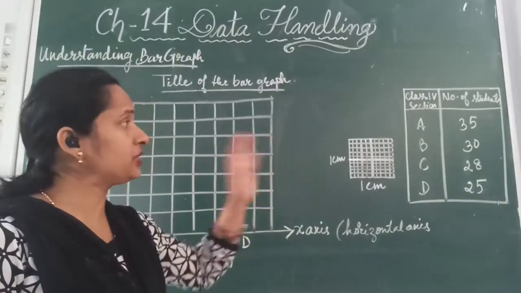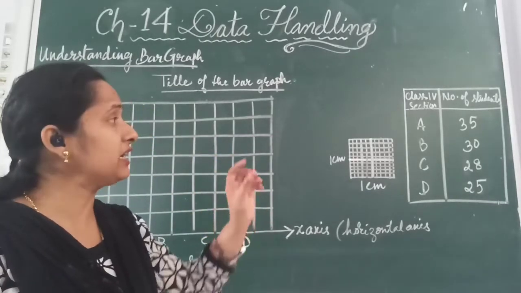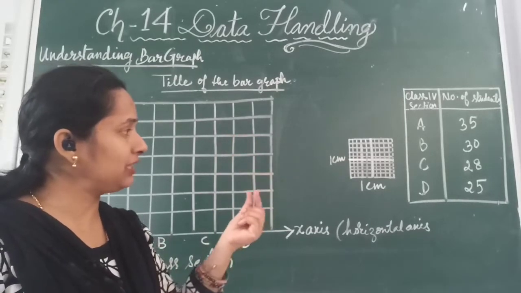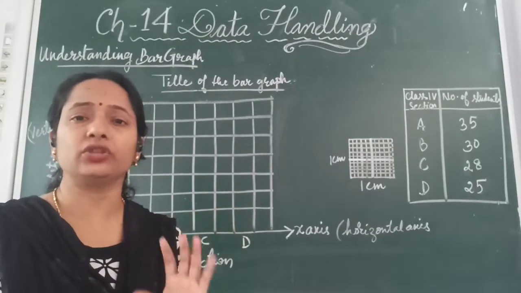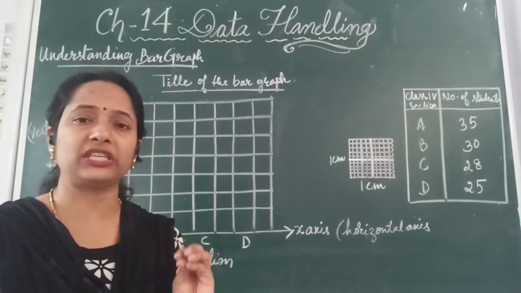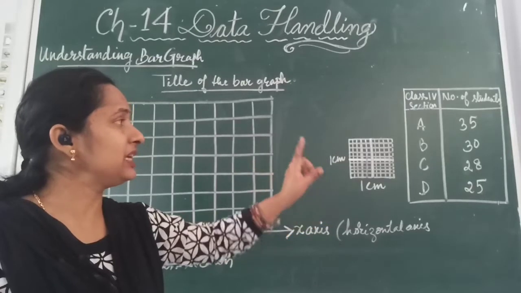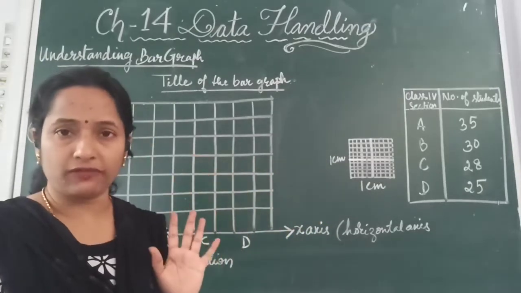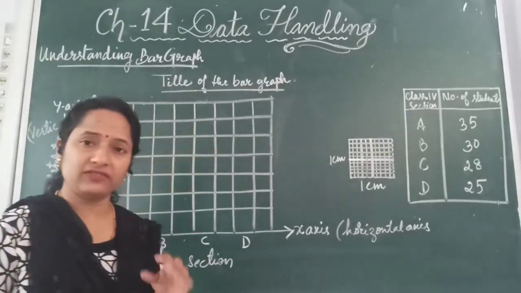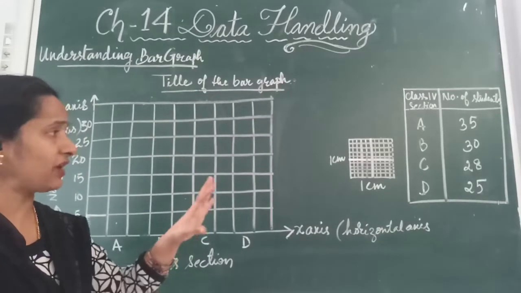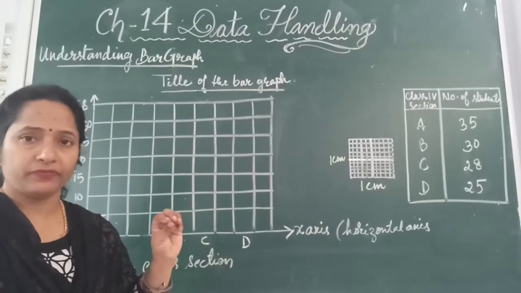Here, your information is the number of students in each section, which are 35, 30, 28 and 25. Now, how will you represent these numbers easily on a graph paper? For this, try to see the greatest and the least value in the given group. The greatest value is 35, the least is 25. So, how can we represent this? All these numbers are in multiples of 5.